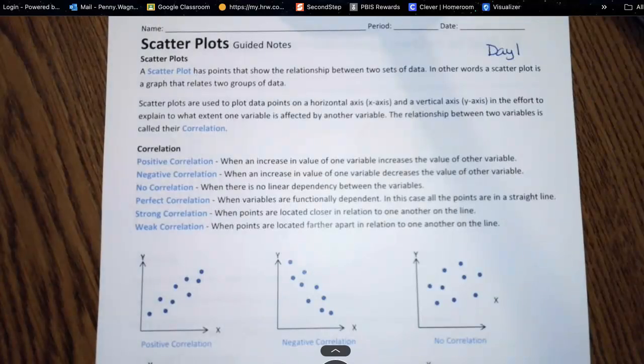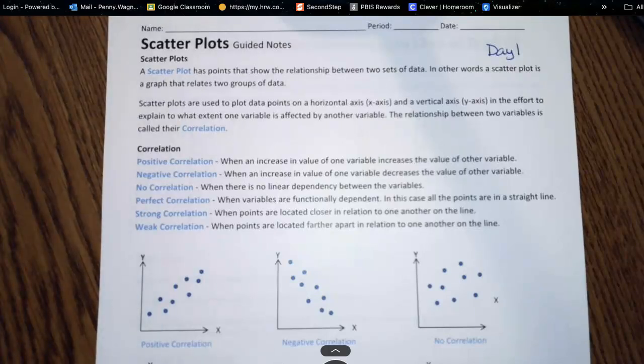Today we're going to talk about scatter plots. A scatter plot has points that show the relationship between two sets of data. In other words, a scatter plot is a graph that relates two groups of data. And a lot of times you see them as dots on a graph.